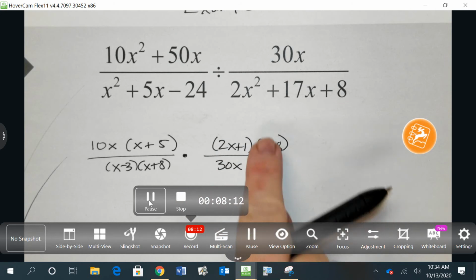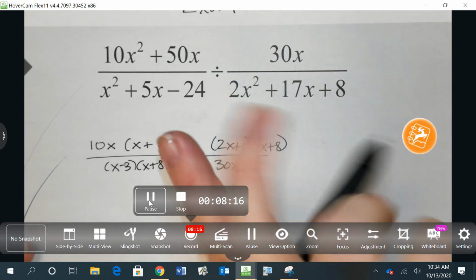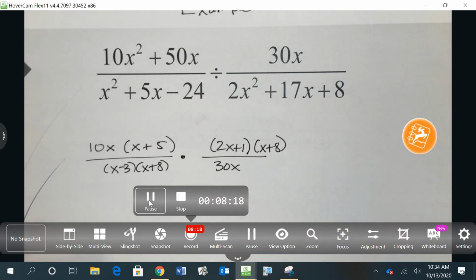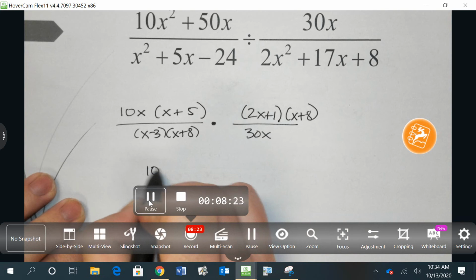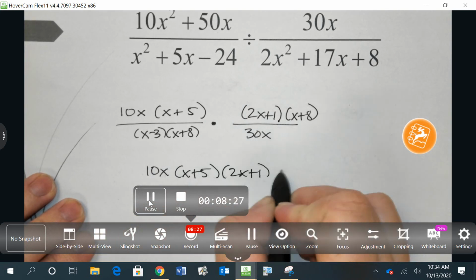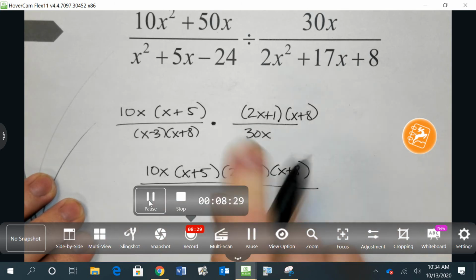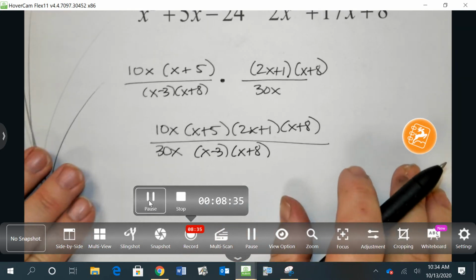You may be wondering, why are you putting it on top? It came from the bottom. Remember, division turns into multiplying with fractions, and the second fraction flips. So I'm going to push these two together. I have 10x, x plus 5, 2x plus 1, and x plus 8. I'm going to put this in front, 30x, x minus 3, and x plus 8. It doesn't matter where I start.